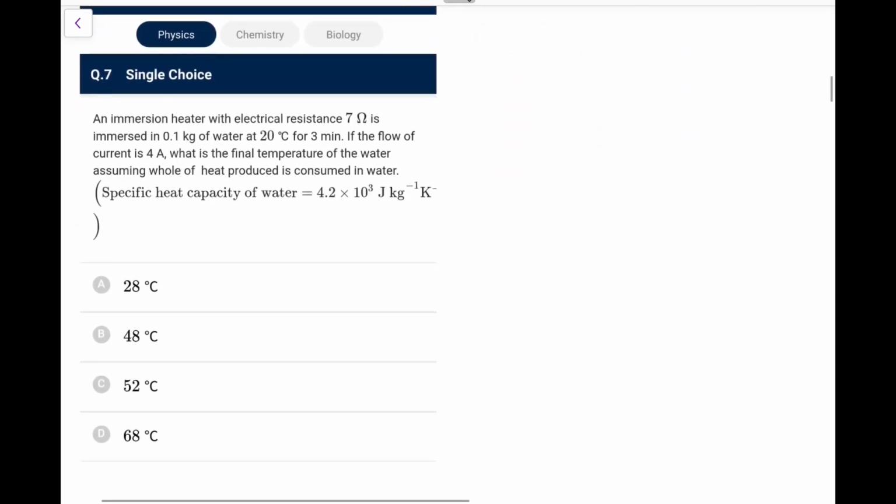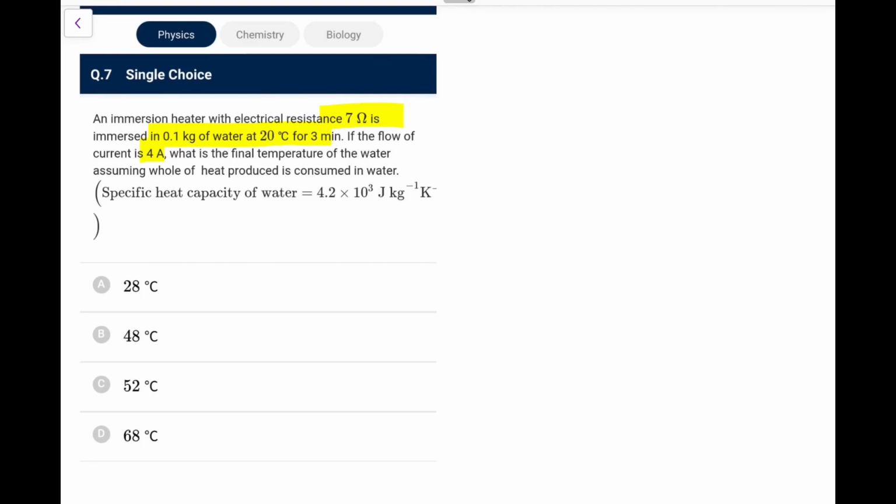Next one, the immersion heater with electrical resistance 7 ohm is immersed in 0.1 kg of water at 20 degrees for 30 minutes. Okay, if the flow current is 4 ampere, what is the final temperature of the water, assuming the whole of the heat produced is consumed in the water?